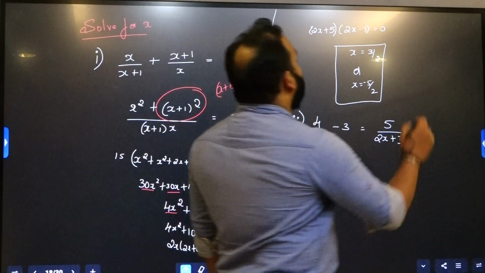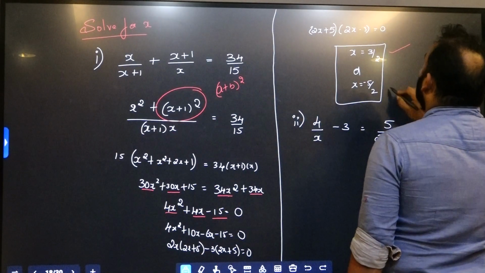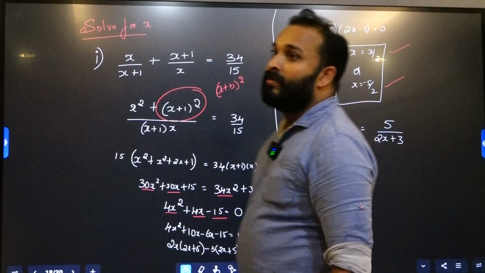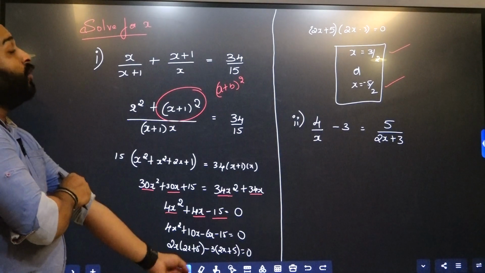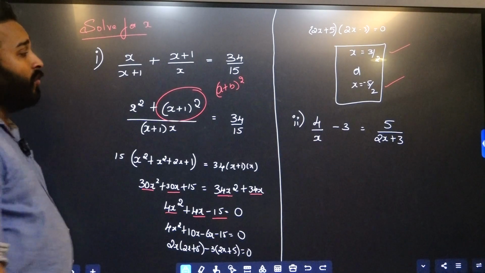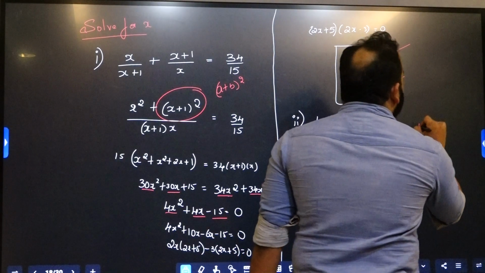Simplify, children, you get either x value as 3 by 2 or you get x value as minus 5 by 2. You got two zeros of the quadratic polynomial. So basically the roots of the quadratic polynomial. That's how you solve. And you have one homework question for today.